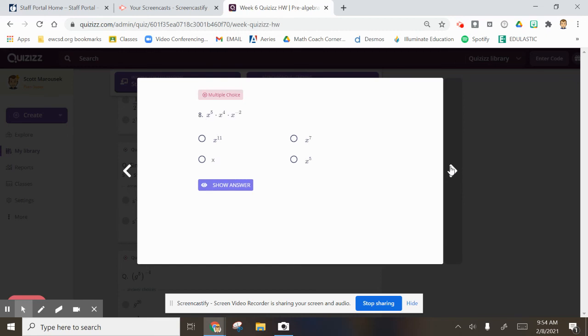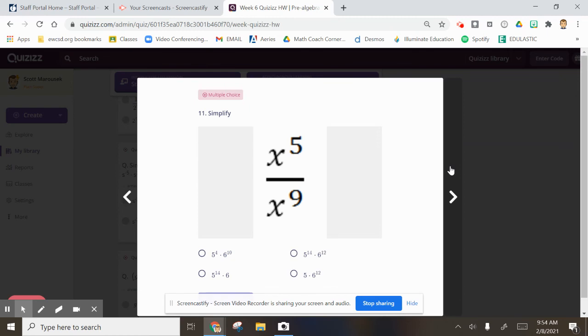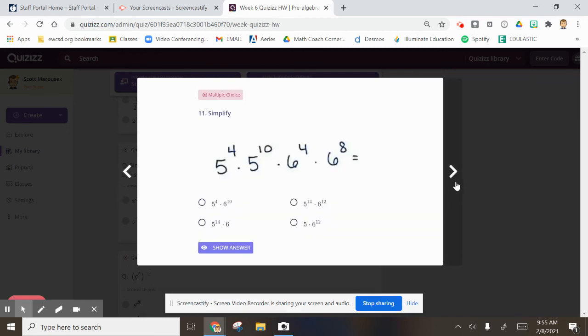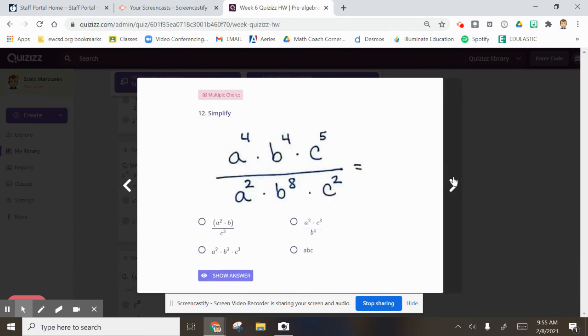All right, now, when we keep looking at this, you should be okay with this. Remember, the bottom would win by 4, so your answer would be 1 over x to the 4th, okay? But what about something like this? Remember, you're going to deal with the 5s. 5 to the 14th, 6 to the 12th, all right? Cool, cool, cool.